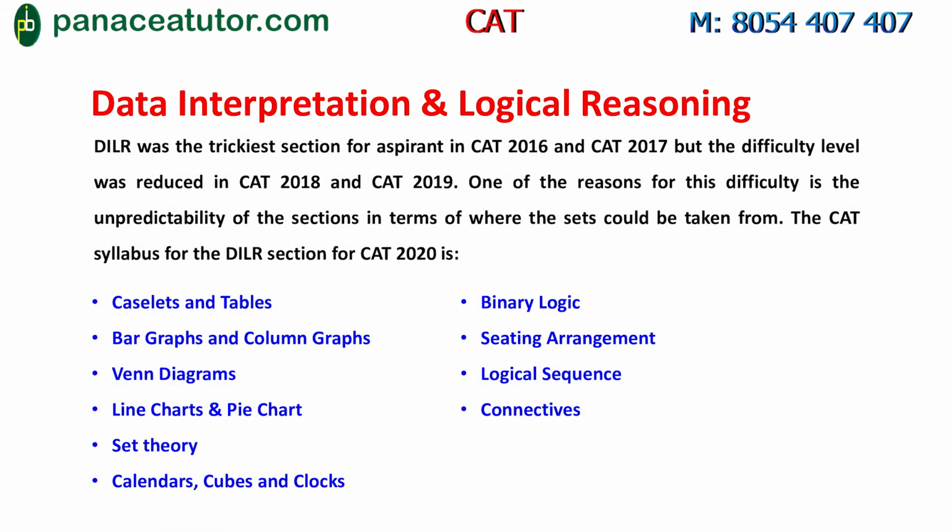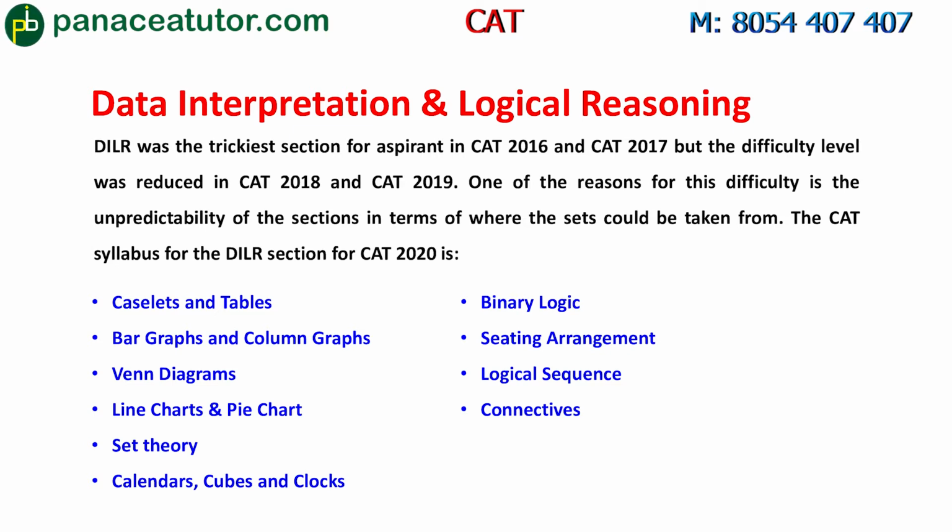Second, we have the DILR section. It is considered one of the toughest sections of CAT. One of the reasons is the unpredictability of the section in terms of where the sets can be taken from. DILR was the trickiest section for aspirants in CAT 2016 and 2017, but the difficulty level was reduced in CAT 2000. The CAT syllabus for the DILR section is caselets and tables, bar graphs, Venn diagrams, line and pie charts, seating arrangement, and set theory, etc.